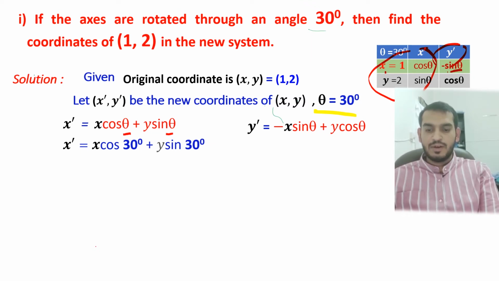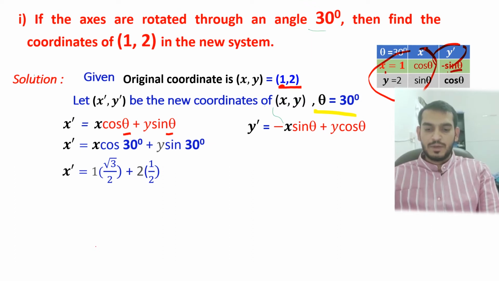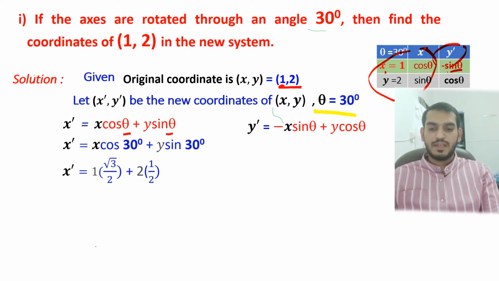Now substituting the value of x and y, which is 1, 2, we can write x dash is equal to 1 cos 30 degrees plus 2 sin 30 degrees. We know that cos 30 degrees is root 3 by 2 and sin 30 degrees is 1 by 2. So we can write it as 1 into root 3 by 2 plus 2 into 1 by 2. Now since the denominator is same, we can add it as root 3 plus 2 by 2. So x dash can be written as root 3 by 2 plus 1, or root 3 plus 2 by 2.